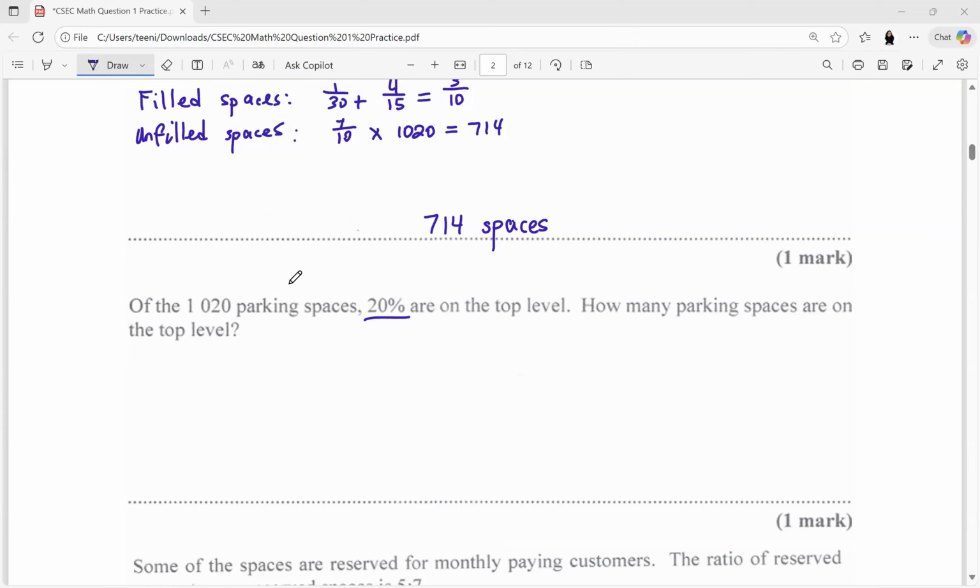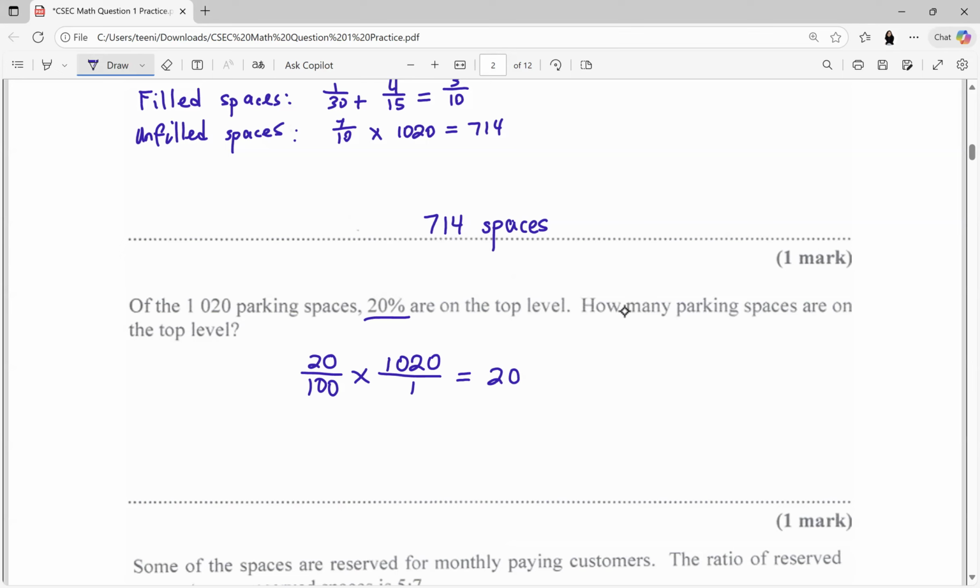No, that's okay. It just says of the 1020 parking spaces, 20% are on the top level. How many would that be? I put in 20 over 100, and I will get 0.2. I take 0.2 and multiply it by 1020, and you get equal to 204. That's correct. So 204 spaces are on the top level.